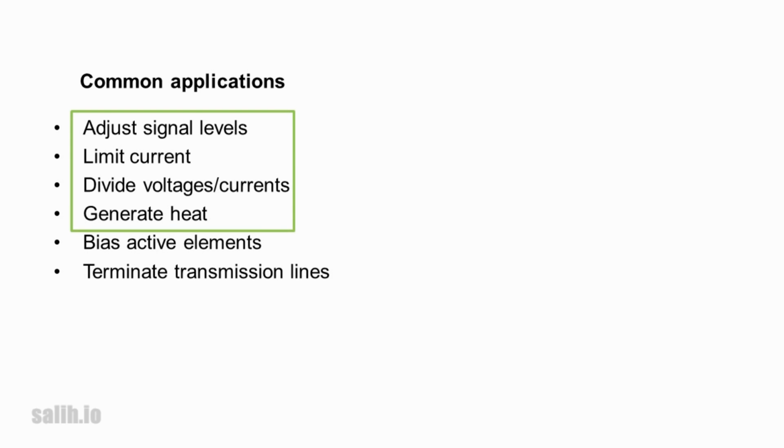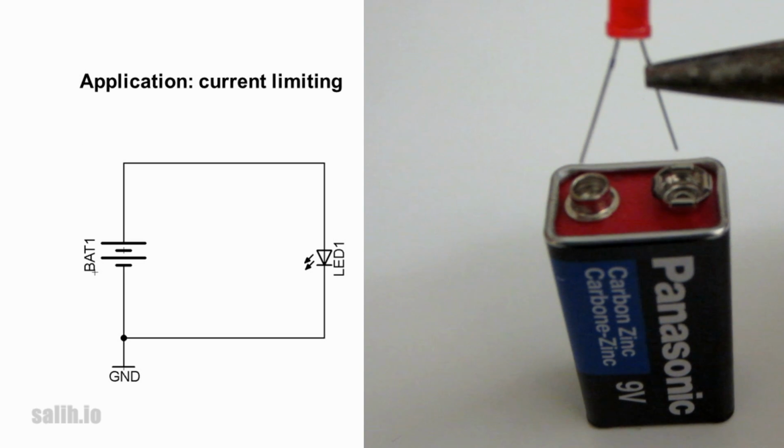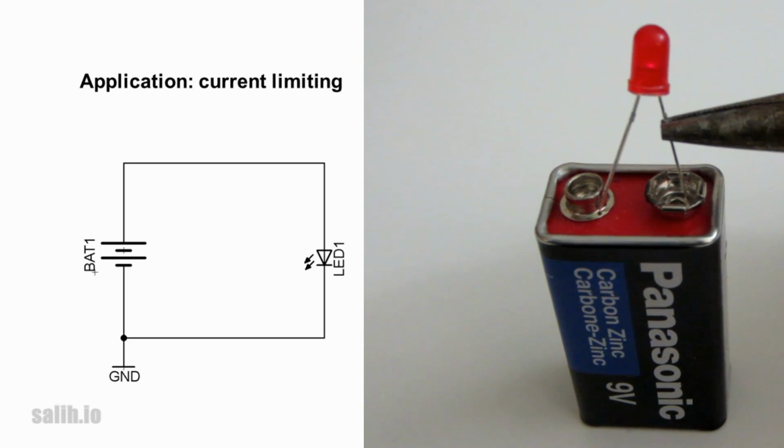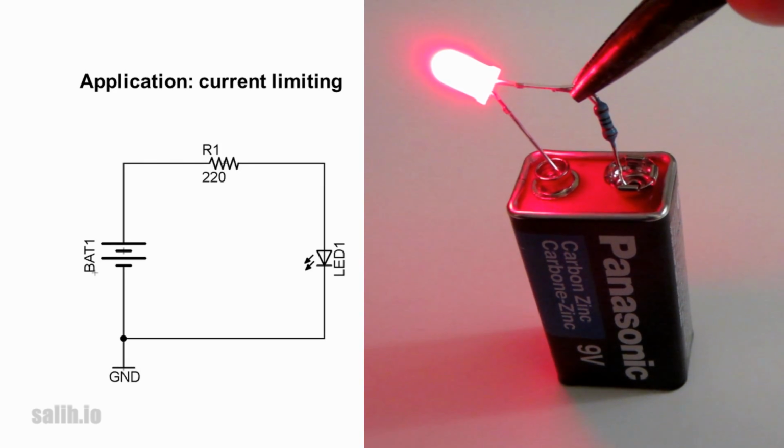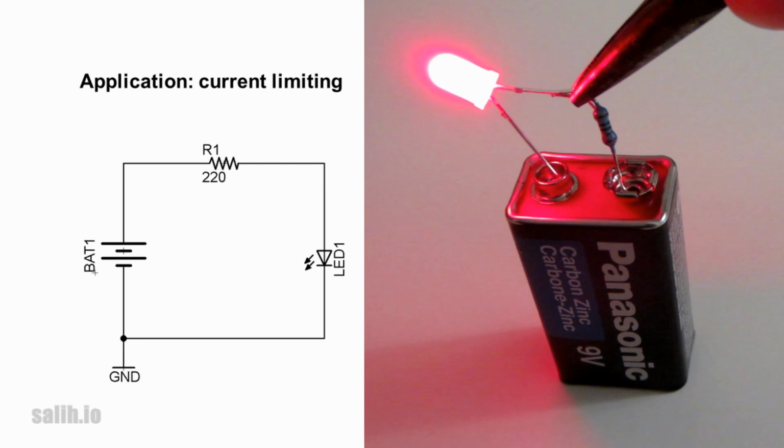The most common use of resistors is to limit current. For example, connecting an LED to a 9-volt battery will draw the maximum current the battery can supply and damage the device. By putting a 220 ohm resistor in series, the current is limited to a level that is tolerable by the LED.